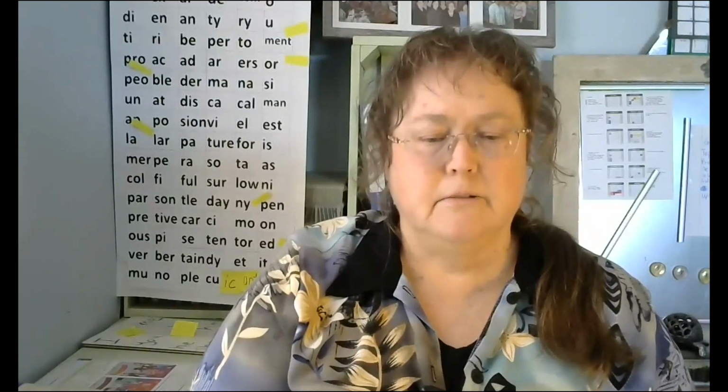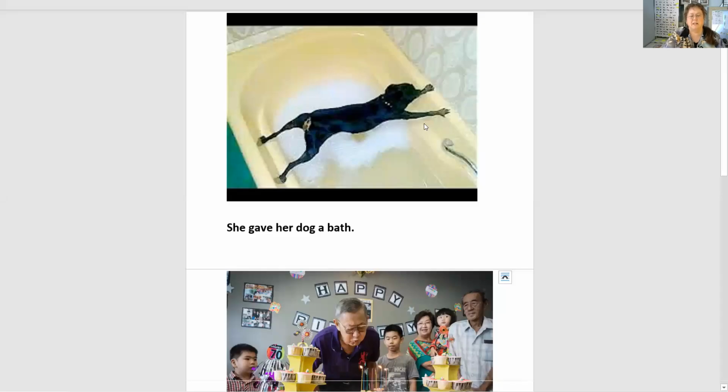Okay, so right here on this first one, you see this dog holding on for dear life, like, oh, please don't make me get in this bath. He's not going to get into that bath. So in here, she is the subject. The she is the actor. Gave is the verb. Dog is the indirect object. And bath is the direct object.